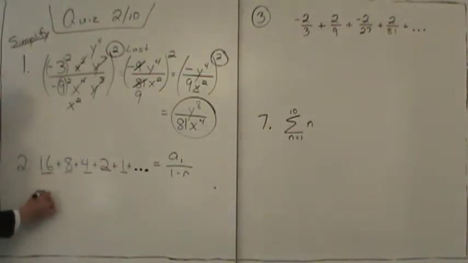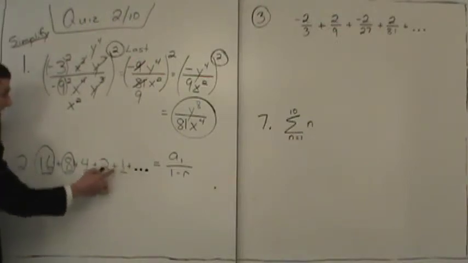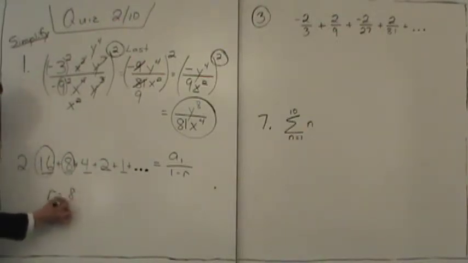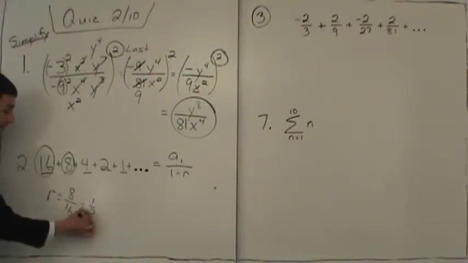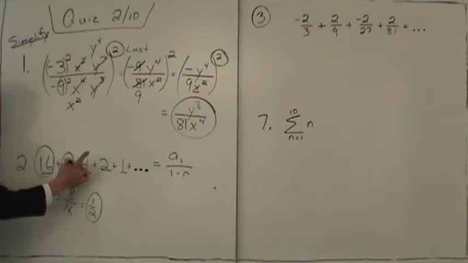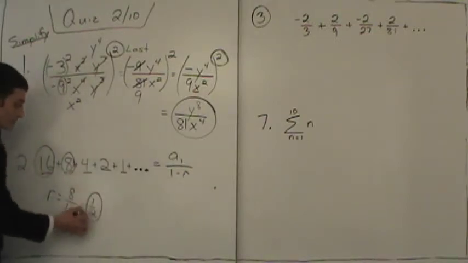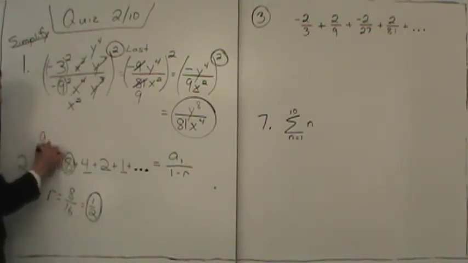So how do we find r? We find r by taking the second number and dividing the first. Remember, this has to be geometric in order to add forever. So take 8, divide by 16, we get what? Reduce this, divide each by 8, we get 1/2. So our r value is 1/2. Now, r value is 1/2, and our first term, a sub 1, is 16.